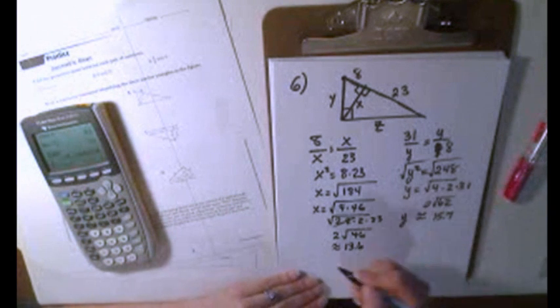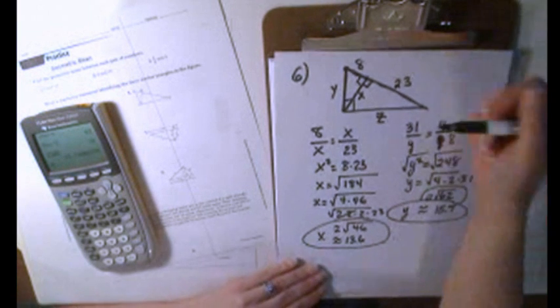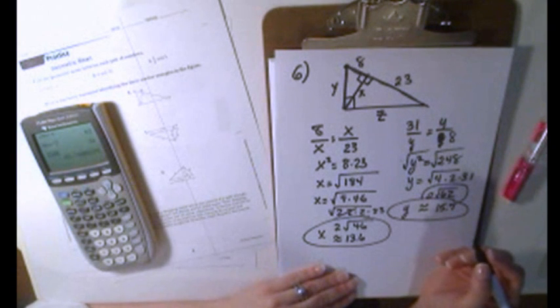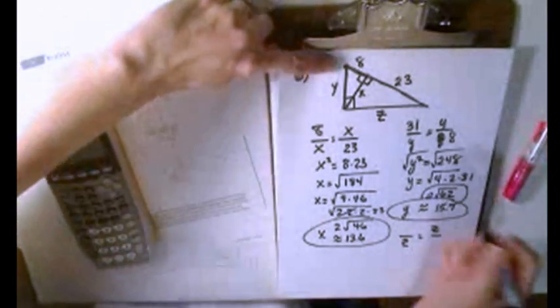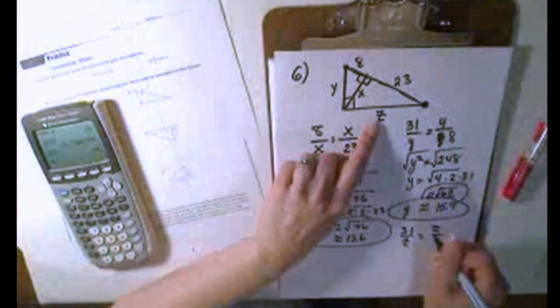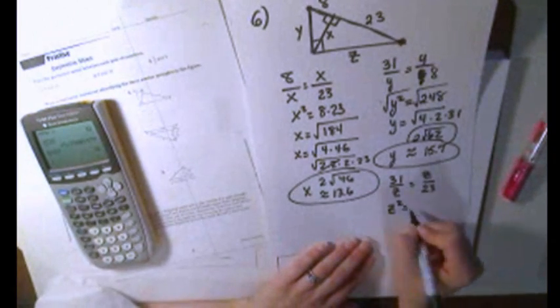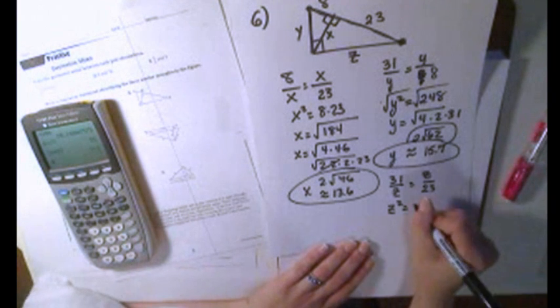Okay, so we got y, we got x, y. Now we need z. Z, we're going to do another geometric mean. Z is the geometric mean. It's a leg, so it's between the entire hypotenuse, which is 31. And then this time the adjacent segment to the z is the 23. Z squared equals 31 times 23, 713.